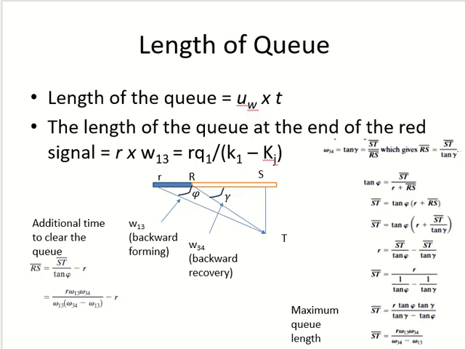So R is 15 seconds, 1.5. This is 1000. This is 20. This is 150. How did you get it? I'll call it L1: 15 into 1000 upon 20 minus 1. R was given, Q1 was given, we just calculated K1.